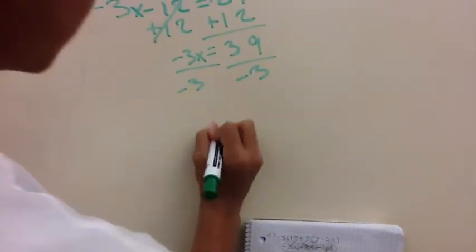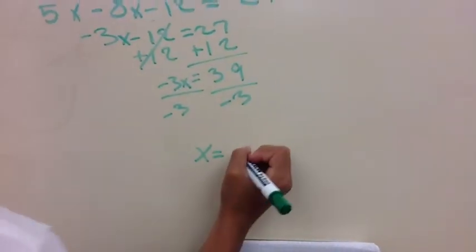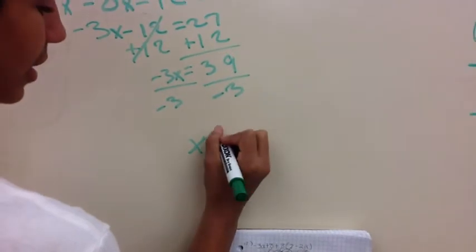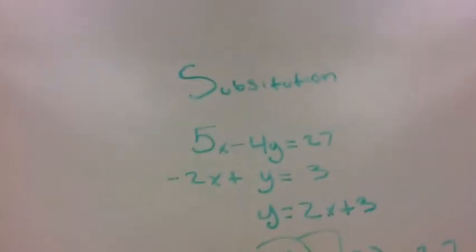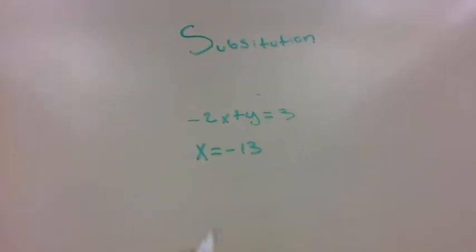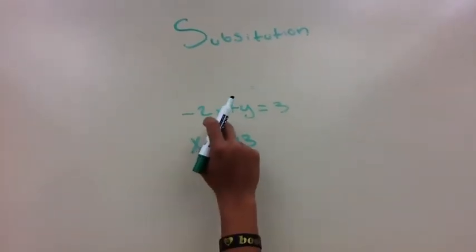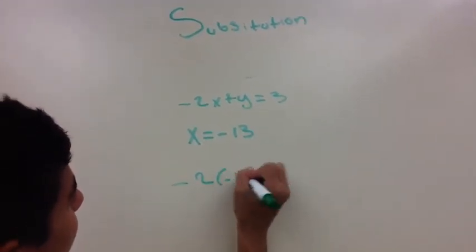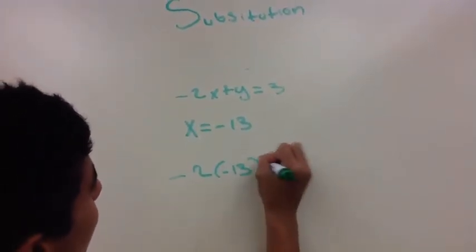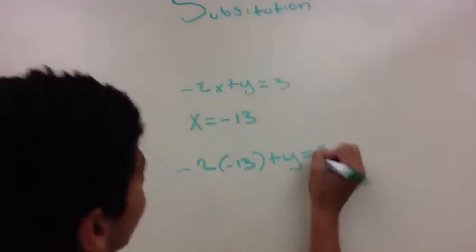What should you do? Negative 13. So that x equals negative 13 for substitution. X equals negative 13, so we have to substitute the x into the equation above. So that would be 2 times negative 13 plus y equals 3.